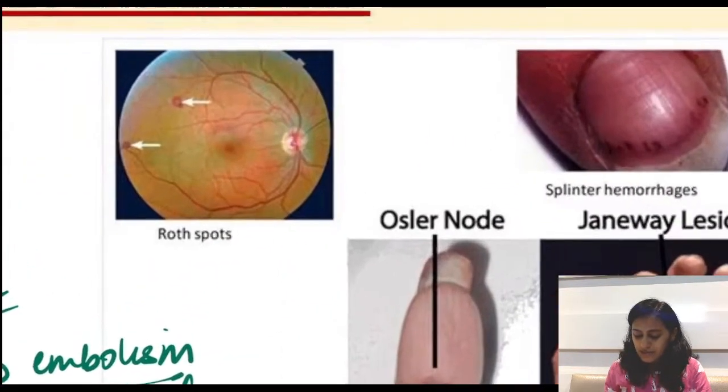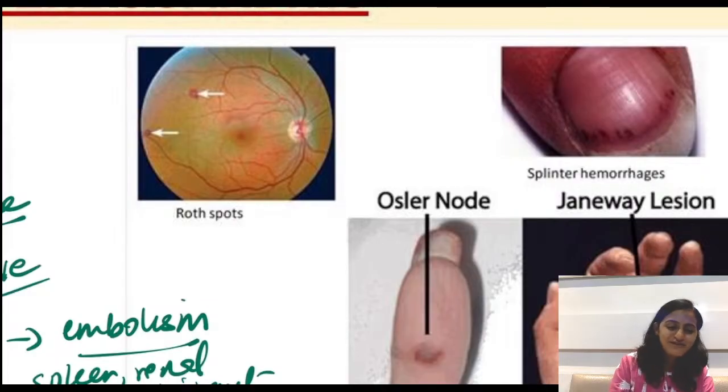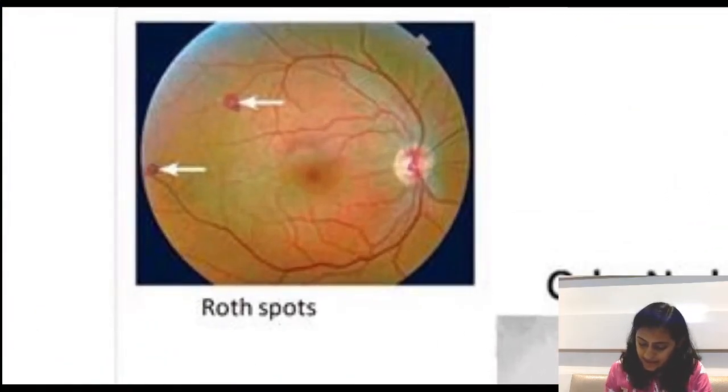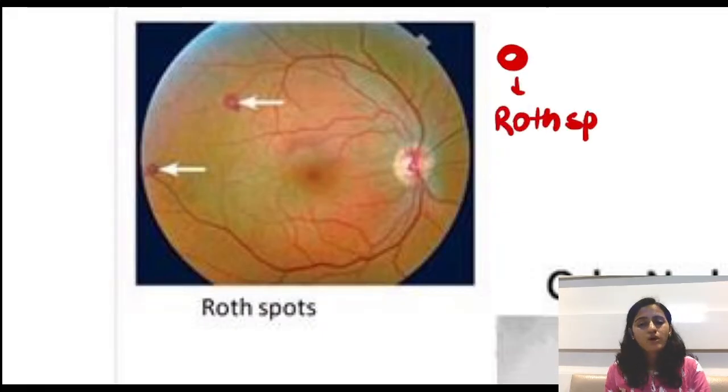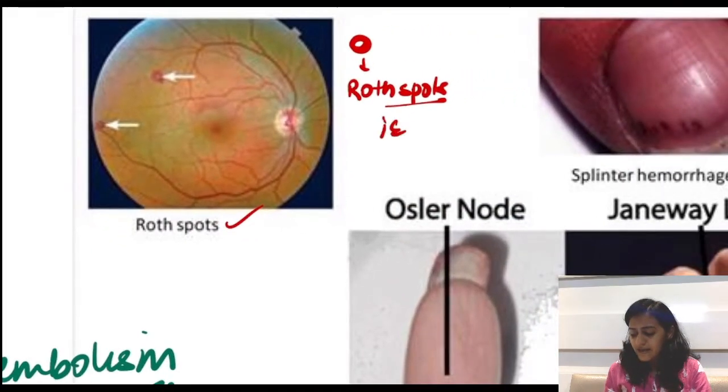Coming to some important images in infective endocarditis. What do you see in the fundus? Basically, you have the red periphery and in the center it is pale. This is what are called Roth spots, seen in the eye, again because of the infarct happening. The pale center is the infarct, the surrounding is the hemorrhage. Roth spots are seen in infective endocarditis.